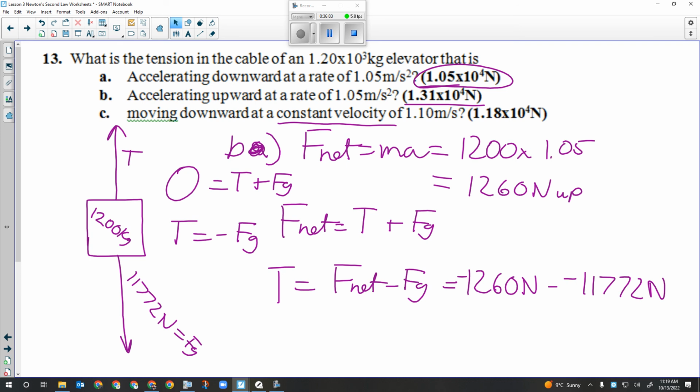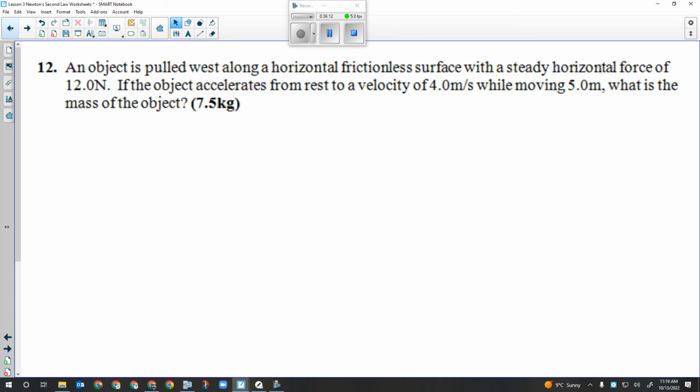Questions on 13? That is a very typical elevator question. Okay, try that one. We did one like that kind of at the beginning. That was kind of like Teddy the Wonder Dog.